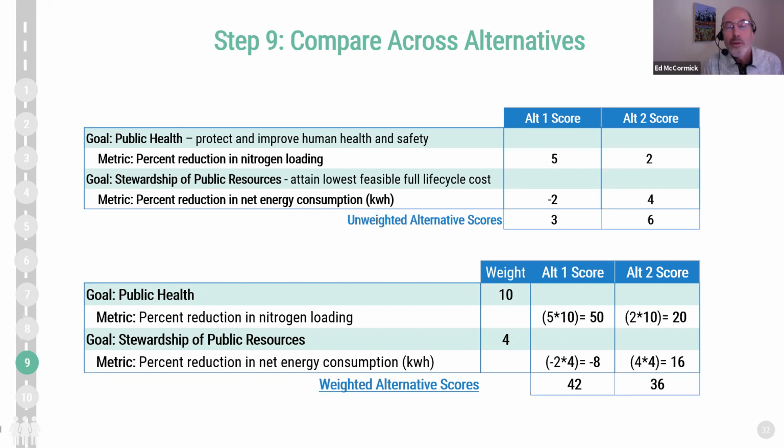When you go through your project alternatives, you'll probably have more than 2 alternatives. You may have 3 or even 4. And you'll have multiple goals and multiple metrics associated with each objective. So your table vertically will be much larger. But at the bottom line, you'll have something that looks like this, a weighted alternative score. That's step 9.